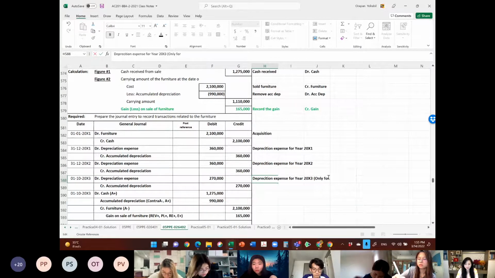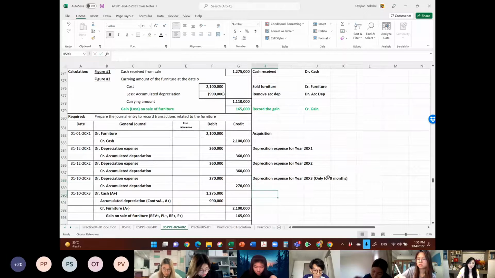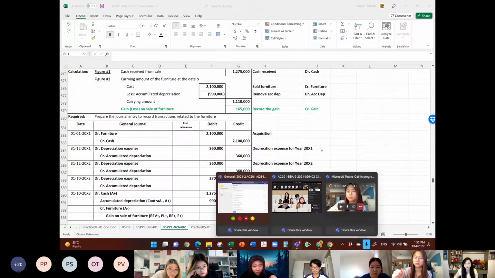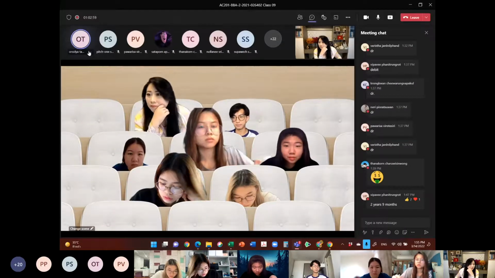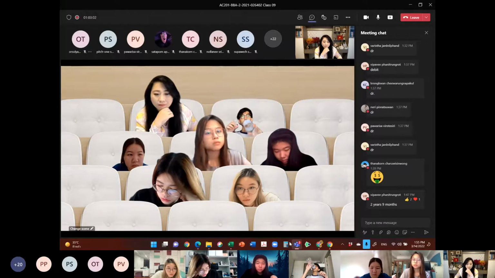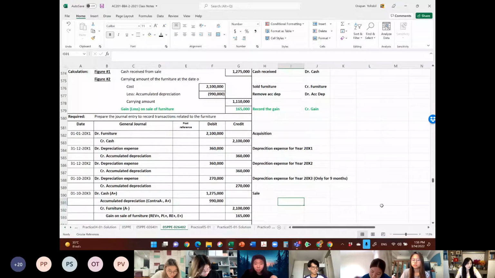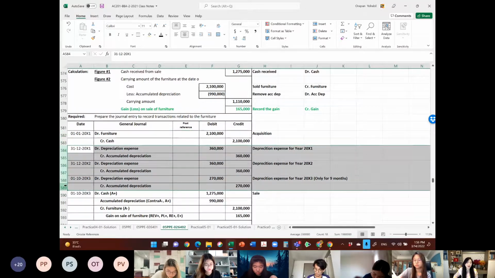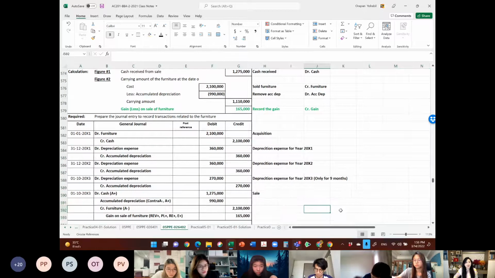Only for 9 months, and then this is the sale of the furniture. So these are the entries that you have to record over the life of the asset. Can you please turn on your microphone, RC? All right, so over here you have to record the acquisition of the furniture, depreciation for 2 years and also 9 months. And then lastly, you have to record the sale of this furniture. Any questions here for the entries?